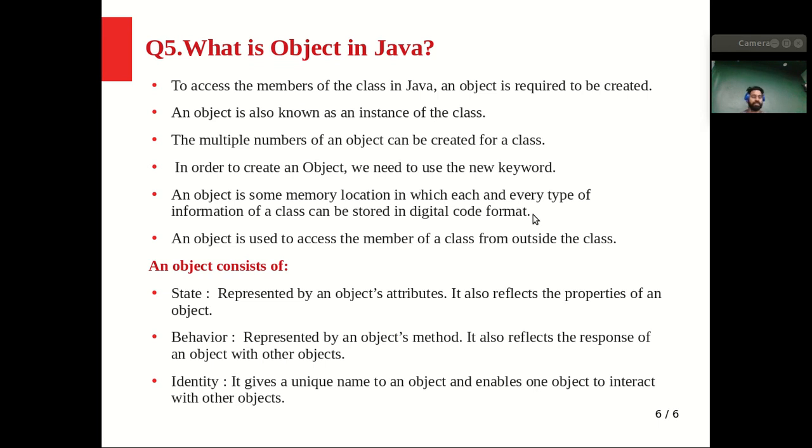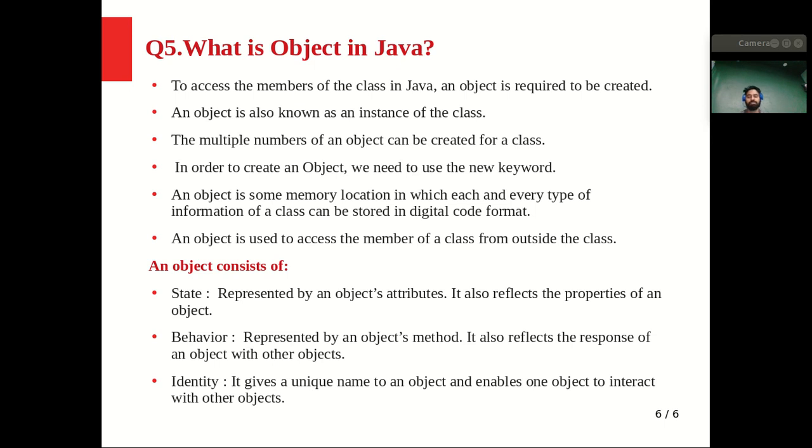So what is an object? Basically an object is some memory location. When we create an object of a class, it means that we are occupying some memory space in the main memory, and the information, every piece of information of the class, will be stored in that particular memory location. That is called an object. And with that object, we can access the class members or all the member variables, right? So an object is used to access the members of a class from outside the class. So basically an object is some memory location in which each and every type of information of a class can be stored in a digital code format.